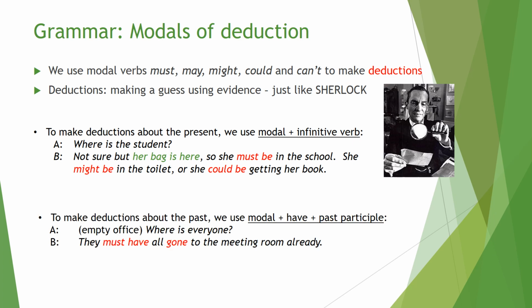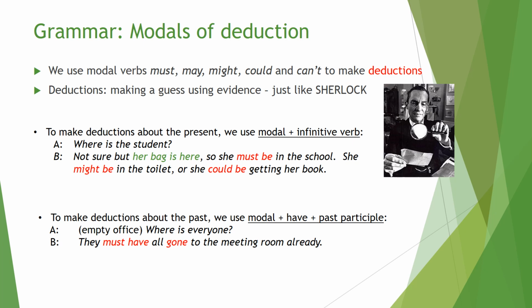Okay, let's have a look at an example in the past tense. To make deductions about the past, we use a modal verb, and then you have to use have, and then you have to use a past participle. So here's an example. Imagine there is an empty office, an empty room. And person A says, "Where is everyone?" And person B says, "They must have all gone to the meeting room already."